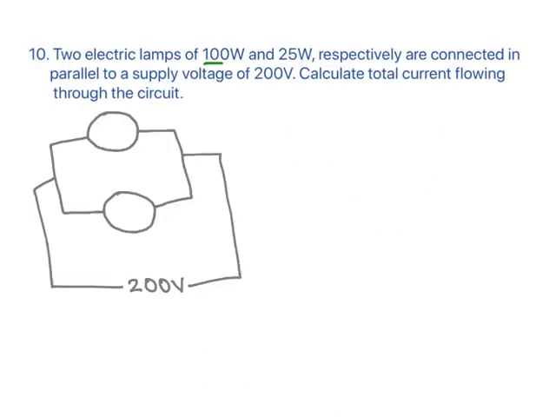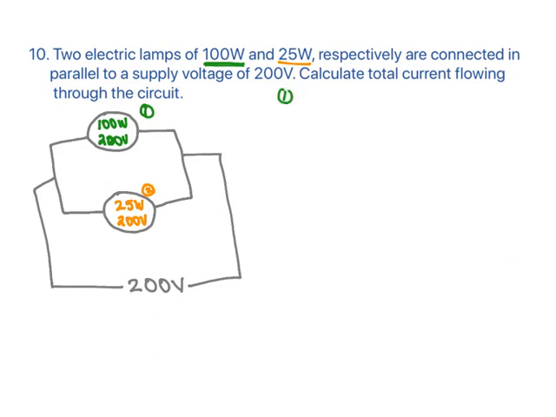Two electric lamps of 100 watt and 25 watt are connected to a 200 volt supply. Calculate the current flowing through the circuit. Our first lamp is of 100 watt connected to 200 volt, that is lamp 1, and the second lamp is of 25 watt connected again to 200 volt. We have to find the current.